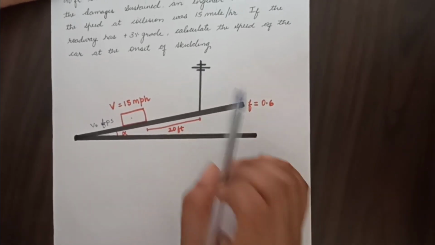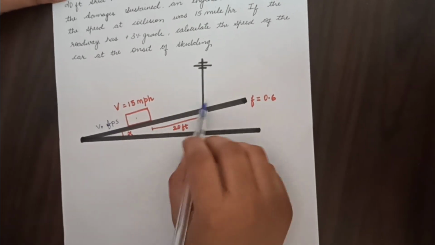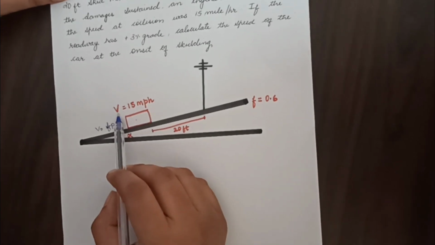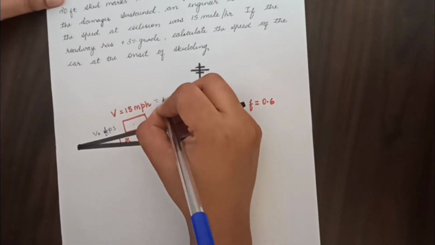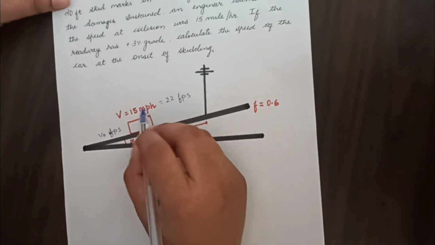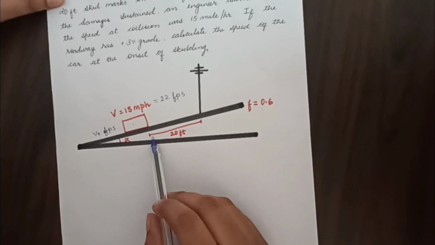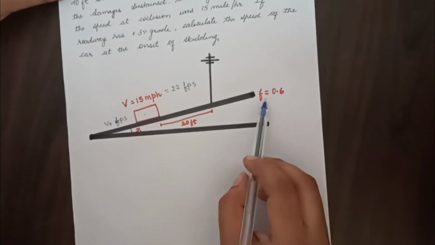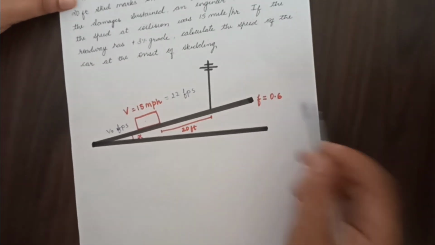There is a telephone pole. The car is heading with a velocity of V0 feet per second in this direction, and it collided with this pole where the final velocity was V equals 15 miles per hour, that is equal to 22 feet per second. I will get back to you on how we get this conversion. And the distance after application of brake, the skid marks, was 20 feet, and the friction is equal to 0.6. That states that this is a dry pavement case.